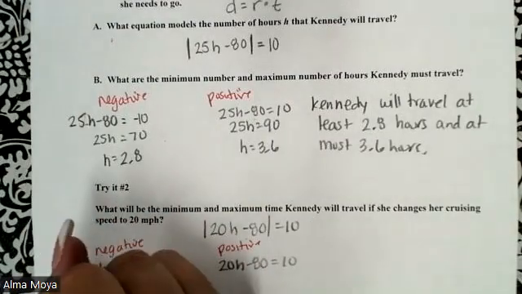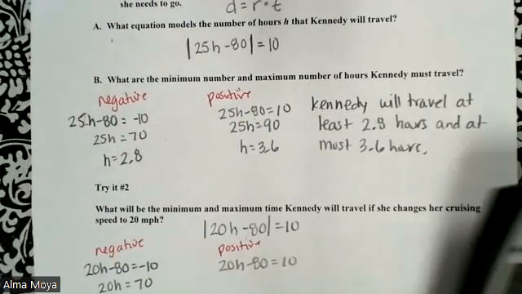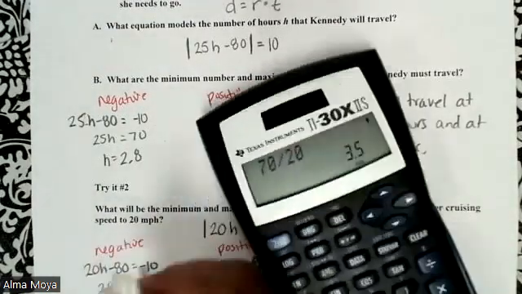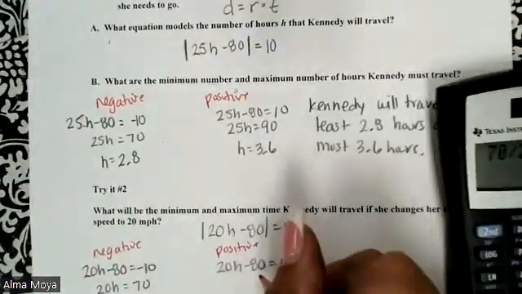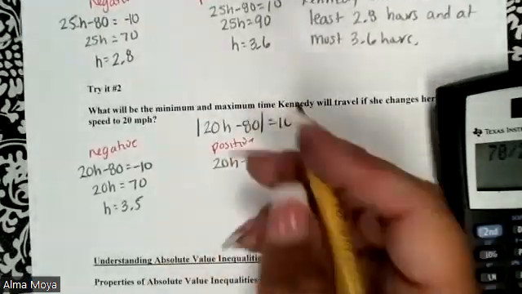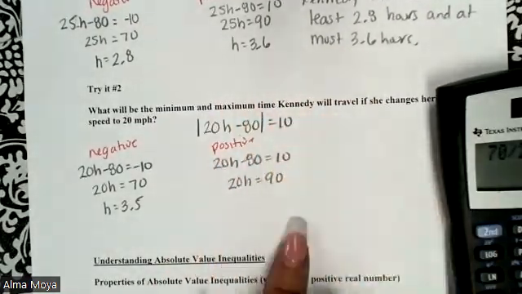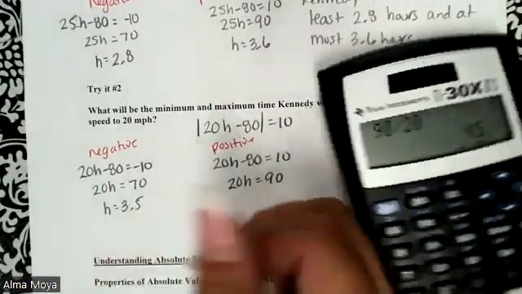Go ahead and add 80 to both sides. Divide by 20. So now that's 70 divided by 20, that equals 3.5. So here h is 3.5. On this side, I'm going to add 80 to both sides. So I have 20h equals 90, and then divide by 20. So 90 divided by 20 equals 4.5.